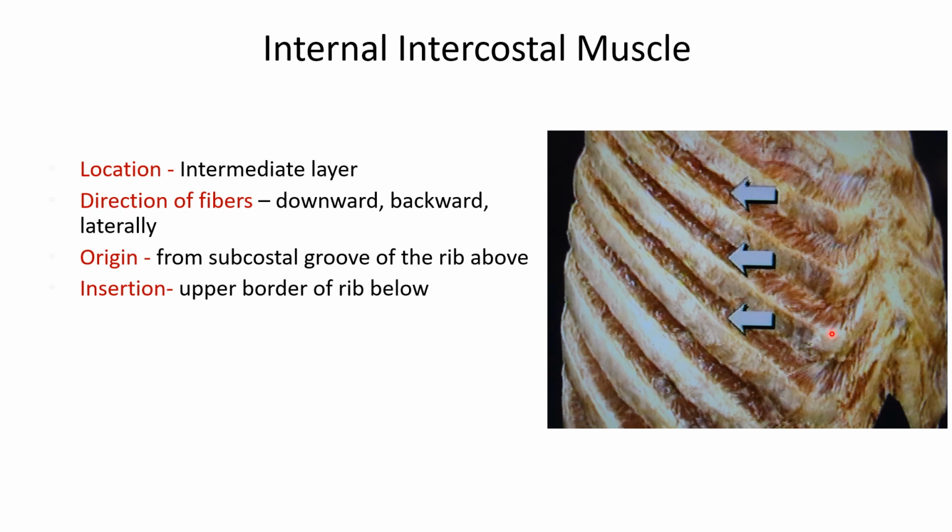So they are originating from the floor of the costal groove, or you call it the subcostal groove, of the rib above, and inserted into the upper border of the rib below. So the upper border of the rib, as I told you, contains the outer margin and inner margin of the rib. So the internal intercostal muscle is getting inserted into the inner margin of the upper border of the rib below.